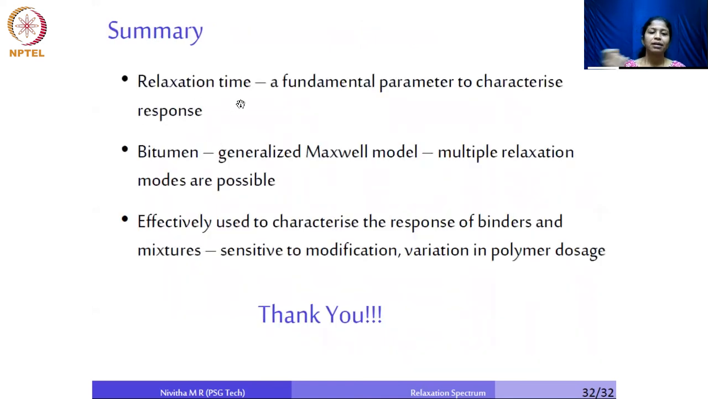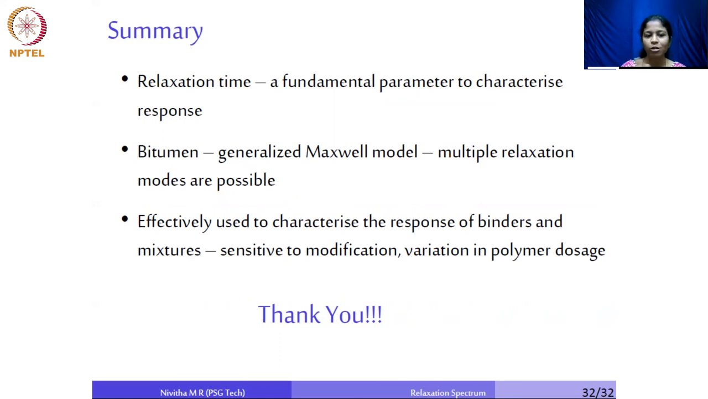So to summarize, relaxation time is a fundamental parameter to characterize the material response. For bitumen, basically we use a generalized Maxwell model, also called a Prony series, to capture the individual relaxation modes. We said multiple relaxation modes are possible. Even for a single constituent material, we said that it can have multiple relaxation mechanisms. So bitumen has multiple constituents and each has multiple mechanisms. But from the relaxation spectrum, we are able to see that it is mostly bimodal relaxation that we see for bitumen, basically two prominent modes. We could have hundreds of other modes, but at a lower level. So that is why it is not picked up in this relaxation spectrum.